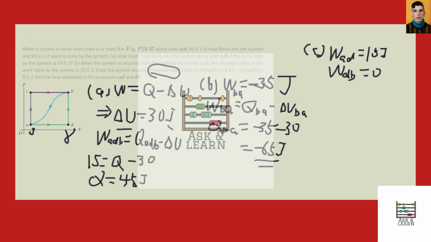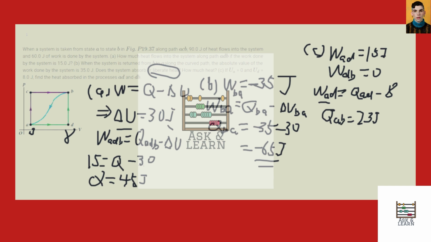According to the first thermal law, the work AD equals the heat flowing to the system in process AD minus the change in internal energy from A to D. D is 8, A is 0, so the change in internal energy in the process AD is 8 joules. And this W AD is 15 joules. So Q AD is easy. It's 23 joules. Just move this 8 to the left-hand side.